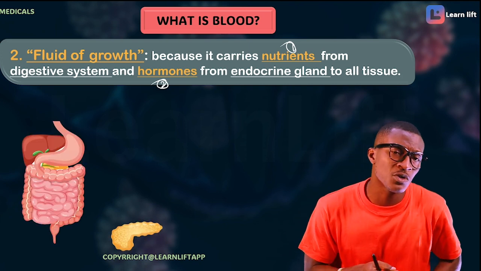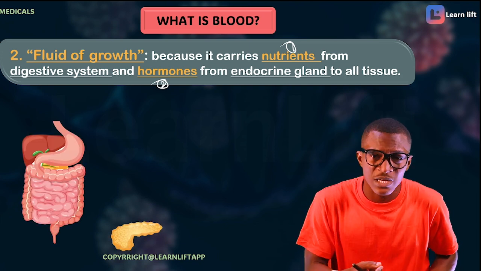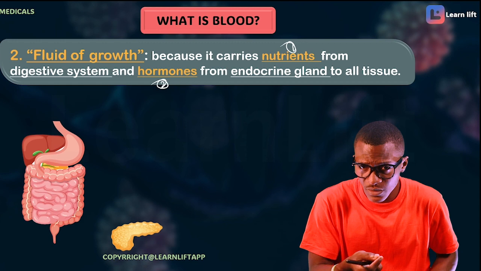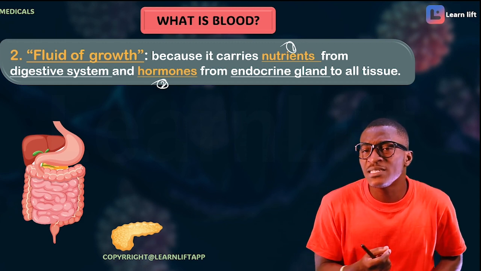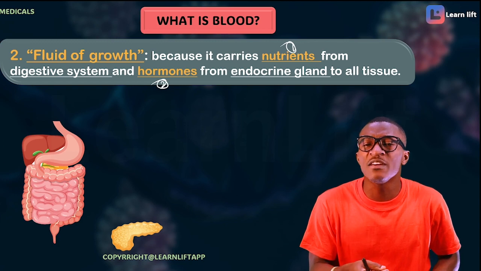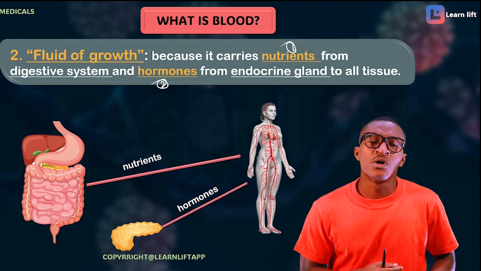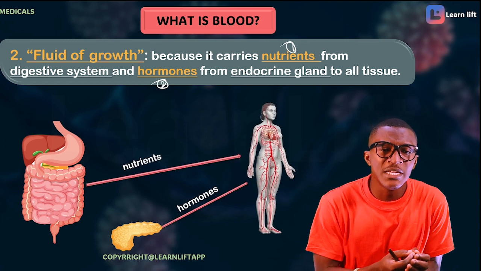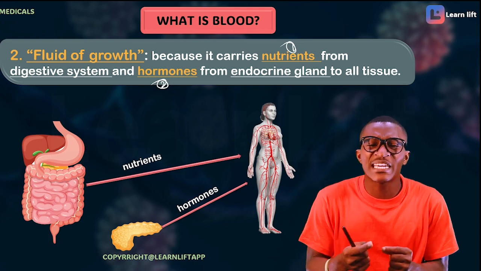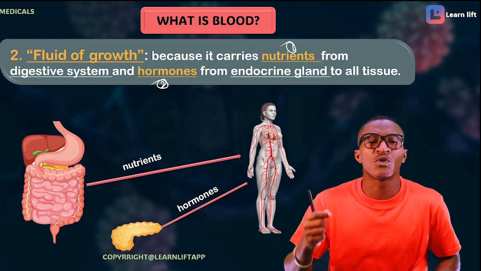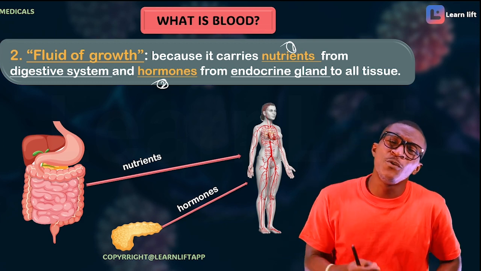Now let's give a mental picture. You can see your digestive system, and you can see your thymus, which is an endocrine gland. You can see that it is carrying nutrients, giving nutrients to the body. So the digestive system releases nutrients, and your thymus carries hormones. What is transporting these nutrients is called the blood. That's why it is called the fluid of growth.